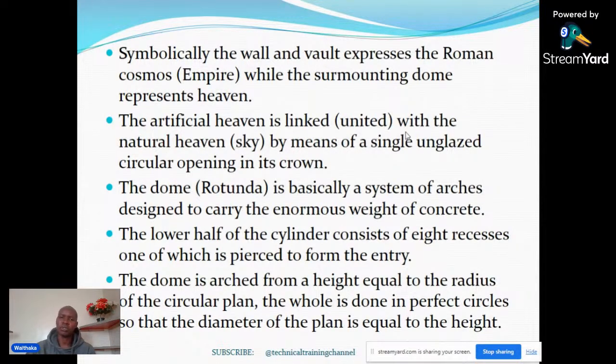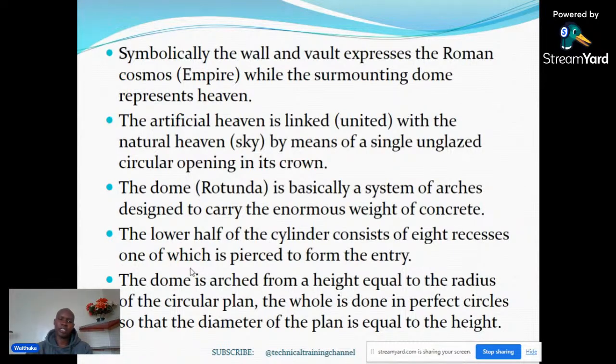The artificial heaven is linked or united with the natural heaven skies by means of a single ungraced circular opening in its crown. So the dome was left with an opening at the top, and that is the opening that we are saying is linking the artificial heaven with the natural heaven through that opening. The dome rotunda is basically a system of arches designed to carry the enormous weight of concrete. So again, we are seeing a combination of a system of arches that acts as the structural member in order to support the dome to carry the weight of the concrete.